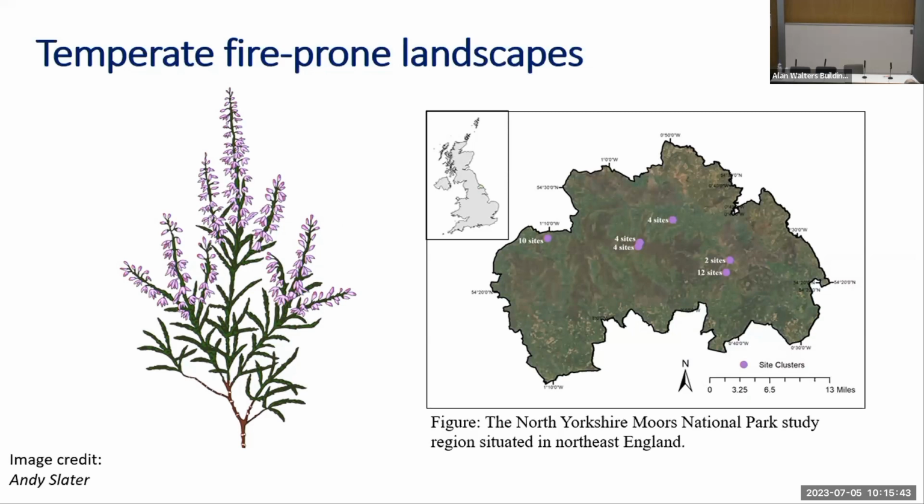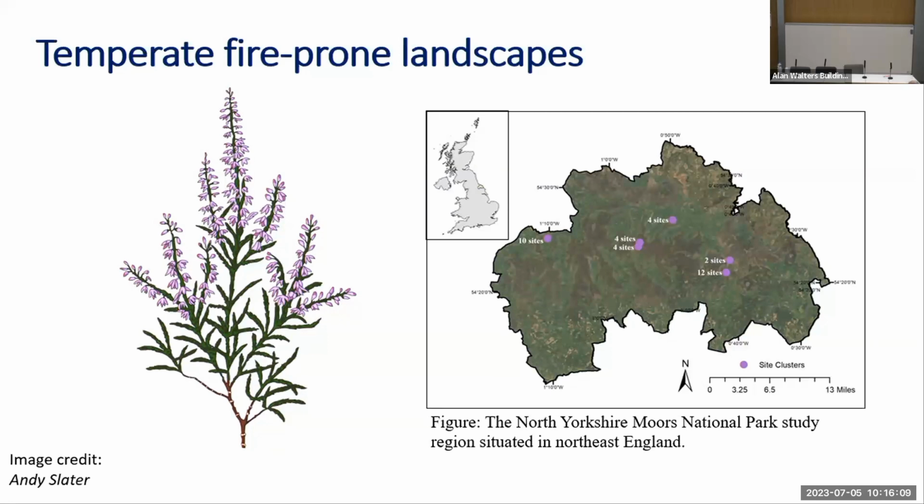We focused on Calluna vulgaris fuel moisture content, or heather, which is an important fuel type in UK heathlands and peatlands. And I guess it's relevant to consider these small scale variations here because small scale changes in landscape conditions can actually result in quite substantial differences in fire behavior.